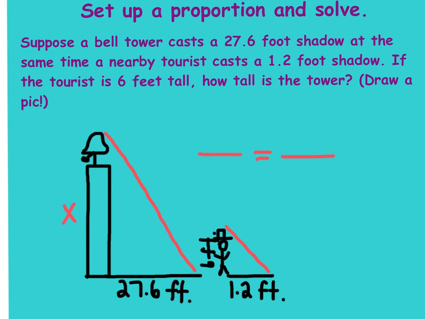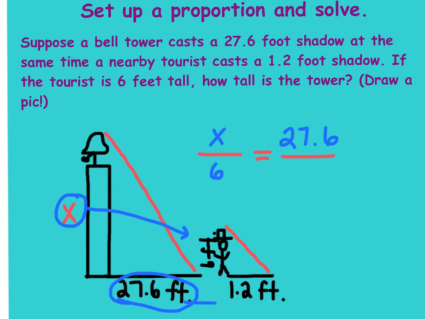All right, so one way that we can set this up, we could start with the height of the bell tower and match it up to the height of our person. Then we also have the length of our shadow and match it up with the length of the other shadow. Again, you may have this set up differently, but we should all get the same answer. This is going to give us an answer of x equals 138 feet. So the height of the bell tower is 138 feet.